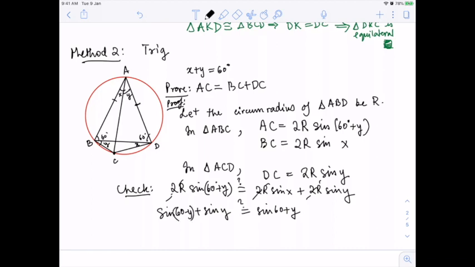To check it, we can do it in various ways. Maybe we can just subtract sine 60 minus y from sine 60 plus y. That looks nicer. So let's start with sine 60 plus y minus sine 60 minus y.